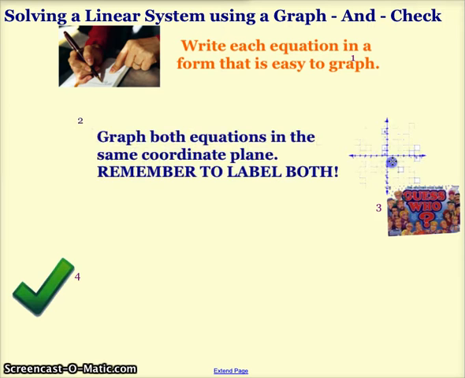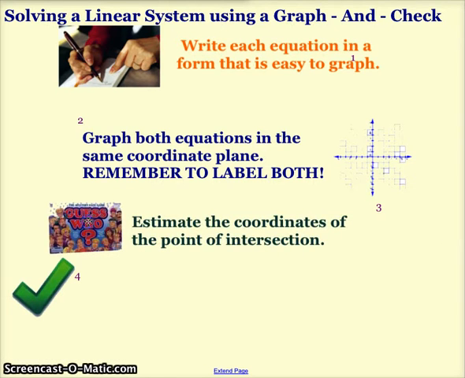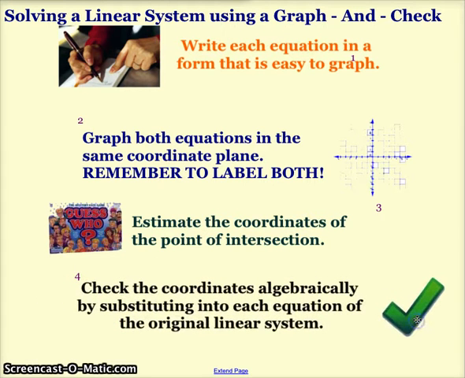Step 2. Graph both equations in the same coordinate plane, but be sure to label both so that we know which one is which. Step 3. Estimate the coordinates of the point of intersection. This is your solution. And step 4. Check these coordinates as you did in the do now. Substitute them in to see that both equations are equal.